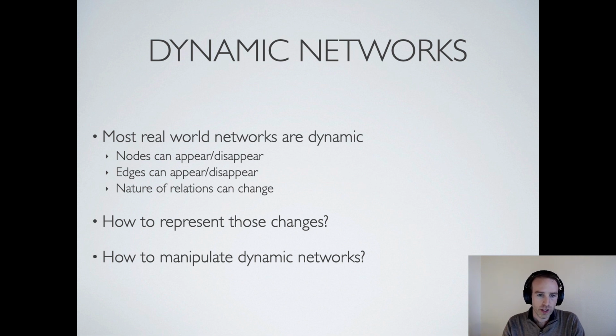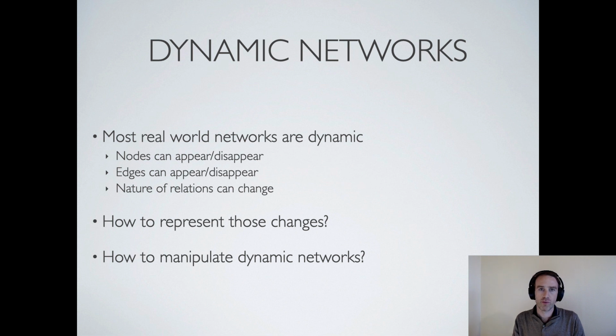Most real-world networks are in fact dynamic, and they are dynamic because nodes can appear and disappear, edges can appear and disappear, and also the nature of relation can change. The nature of relation can be, for instance, someone who can change from a friendship relation to a family relation, if someone gets married, for instance, or friendship can move to a business relation, or the opposite.